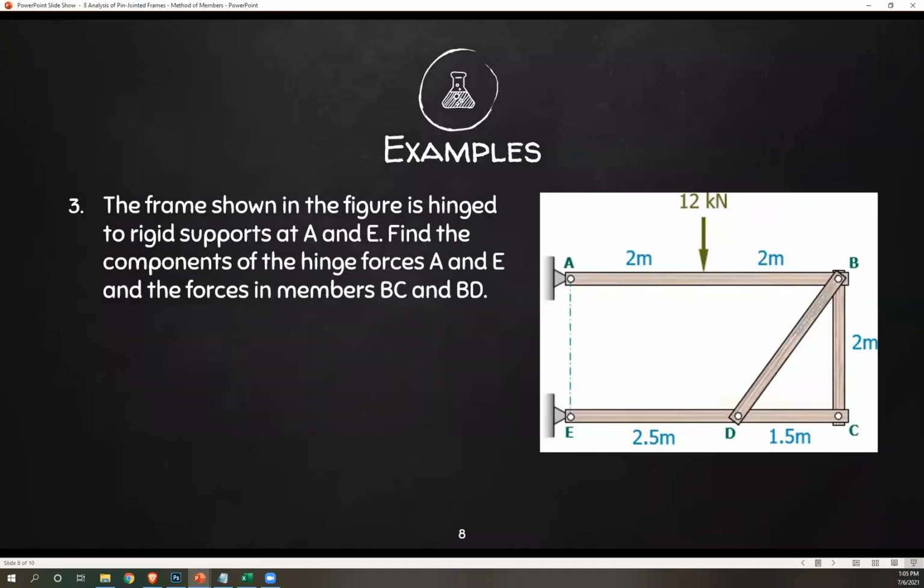The frame shown in the figure is hinged to rigid supports at A and E. Find the components of the hinge forces at A and E and the forces in member BC and BD. We're looking for 4 things. Components of hinge forces at A and E, that's actually their reactions. So components of the reactions at A and E, and then the forces in BC and BD. Let's begin.